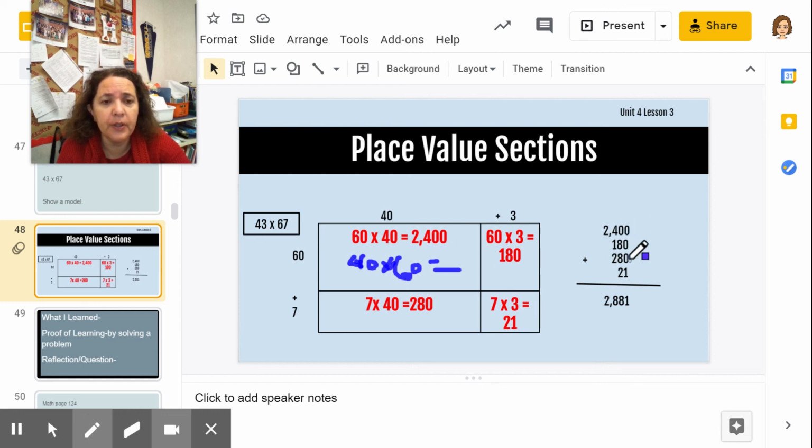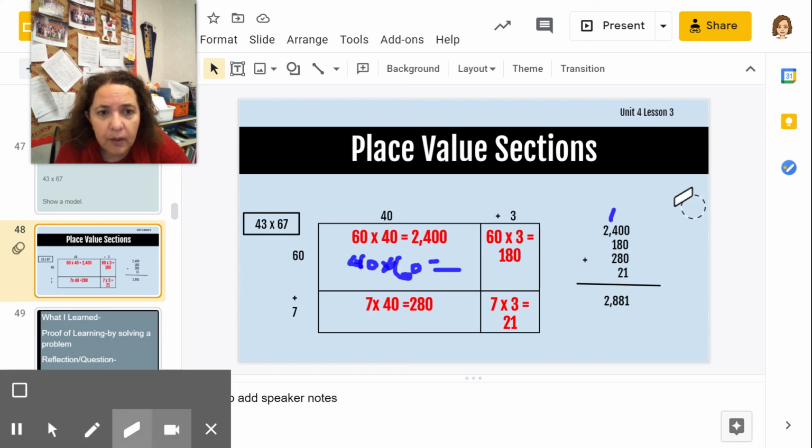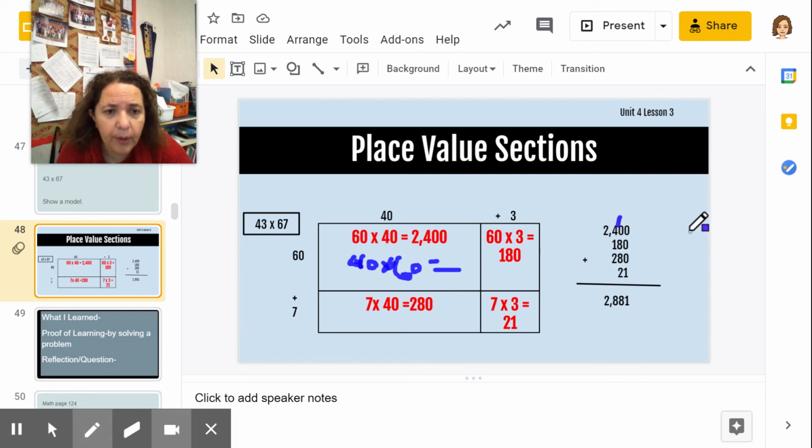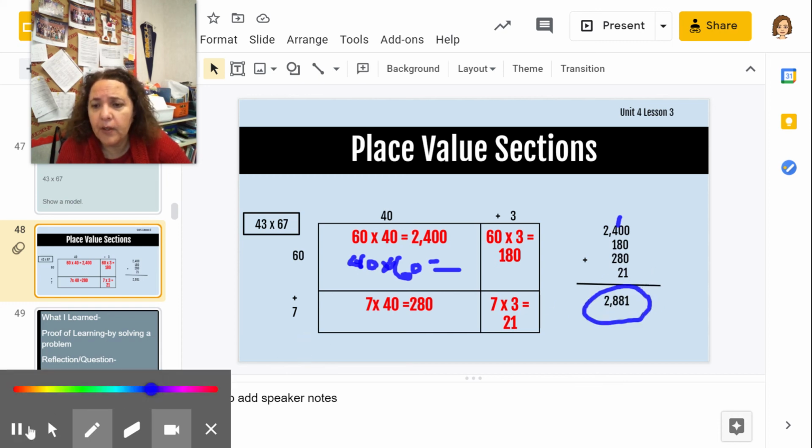0 plus 0 plus 0 plus 1, 1. 0 plus 8 plus 8, 8 plus 8 is 16, plus 2 is 18, carry my 1, and the 1 is over here. Let me erase it and make it a little bit more clear. It's hard to write with my mouse. There we go. 4 plus 1 is 5, plus 1 is 6, plus 2 is 8, and 2 plus nothing is 2. So 2,881.